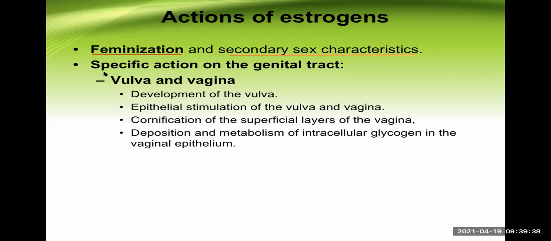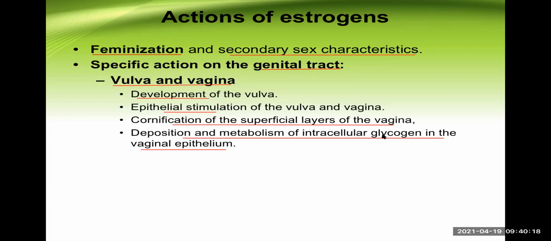There are specific actions of estrogen on the genital tract, like in the vulva and vagina. This estrogen is doing the proper development, the epithelial stimulation, cornification of the superficial layers of the vagina. This cornification is the term from stratum corneum. Stratum corneum is the most superficial layer of the epidermis. And then deposition and metabolism of intracellular glycogen in the vaginal epithelium. So all of these are some of the important actions.